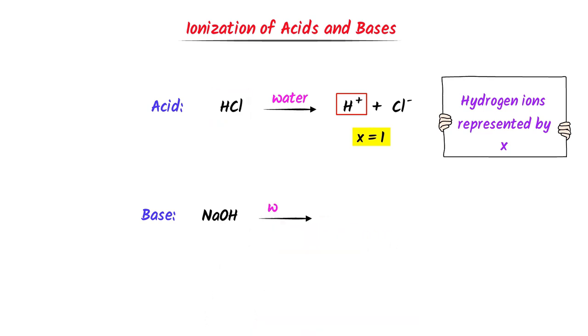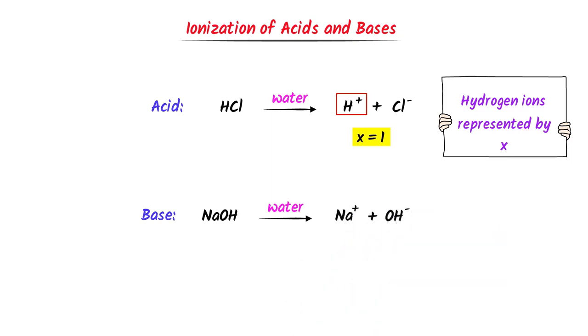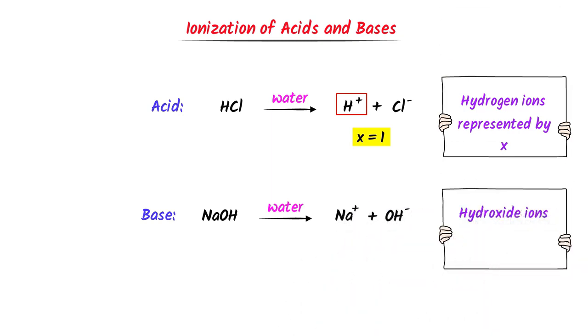Secondly, when we add sodium hydroxide to water, it breaks down or ionizes into sodium ion and hydroxide ion. The number of hydroxide ions is also represented by X. Thus, in case of base, this X is equal to 1 means that if we take one molecule of sodium hydroxide, it will produce one hydroxide ion in the water. Therefore, remember that X represents the number of hydrogen ions or hydroxide ions in the solution.